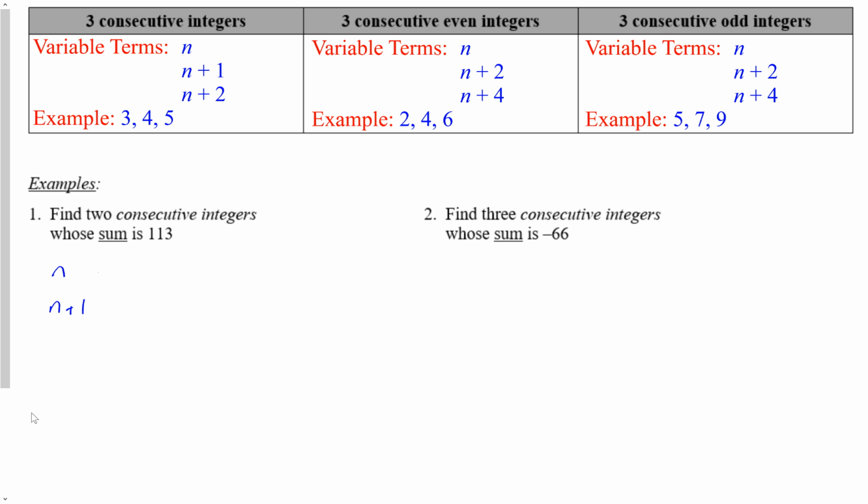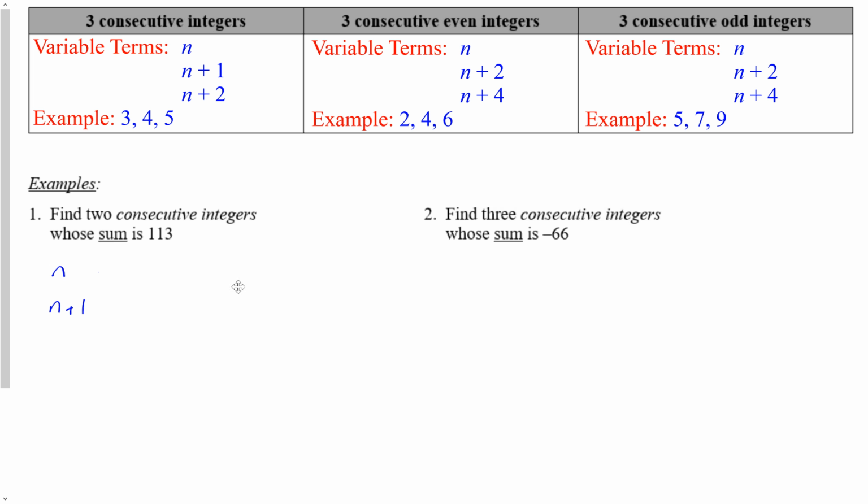So I like to list those as the 2 variable terms. I'd have my first consecutive integer and then my second. From there, we're told that the sum of those integers, the sum means to add, is 113. Is means we put an equal sign.